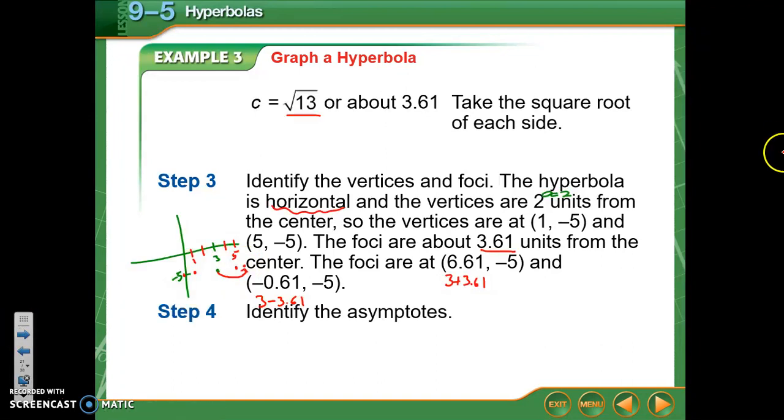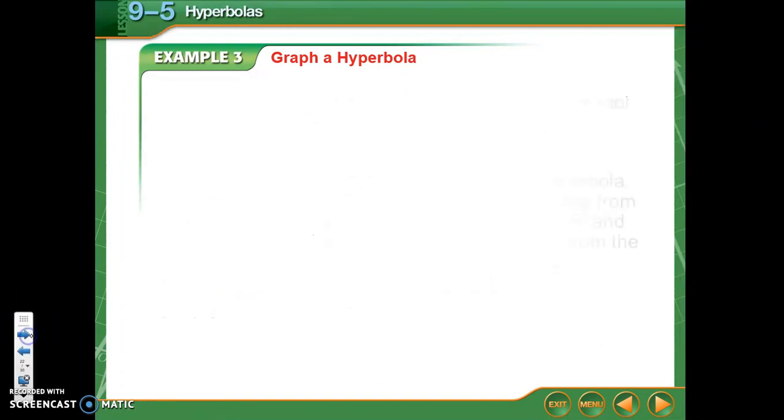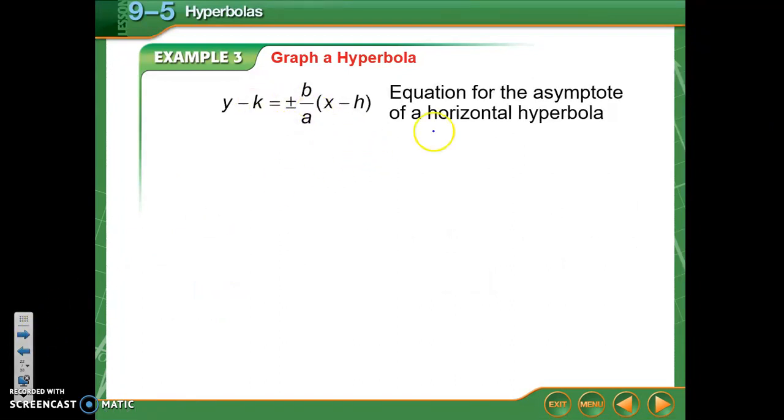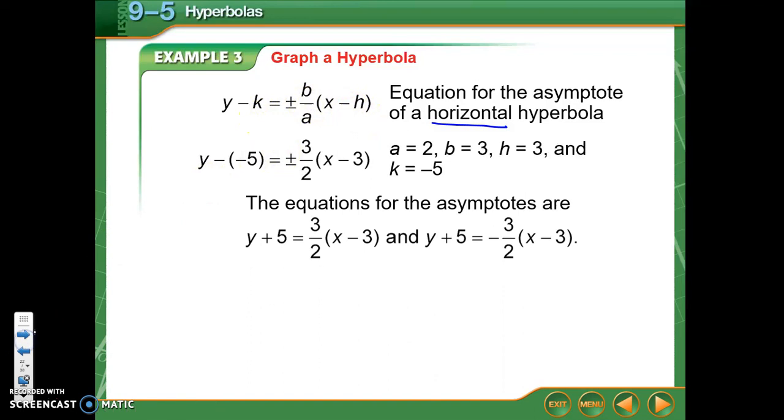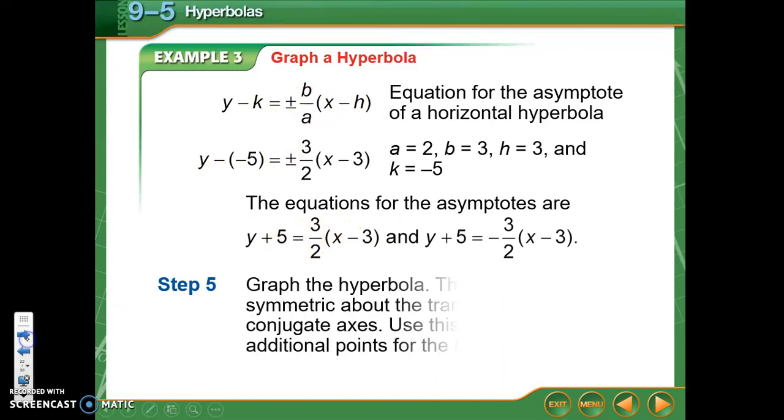And now I need to find the asymptotes because they're going to help me draw my graph. So this is the equation for a horizontal hyperbola. B over a is my slope, or negative b over a. I know b is 3 and a is 2, so I can plug that in. And then I have my center point h, k. H is 3, k is negative 5, so I just plug that in. So these are the equations for my 2 asymptotes.